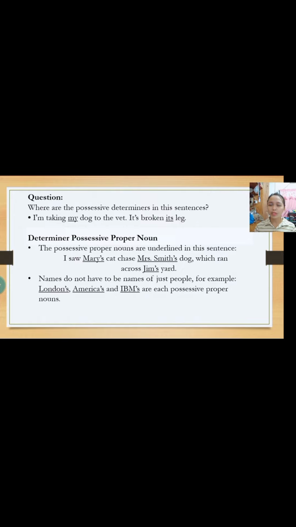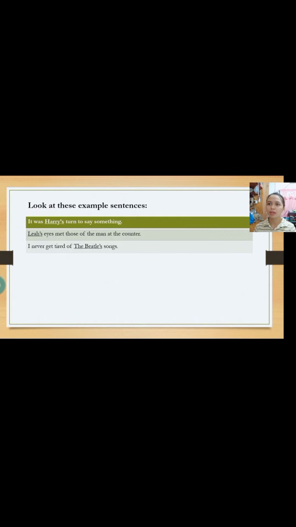So it really explains and highlights that possessive proper nouns can also be a name of a place or a country or anything, and not just a name of a person. Look at these example sentences. It was Harry's turn to say something. The possessive proper noun here is the word Harry's because it's a name. The second sentence, Leia's eyes met those of the man at the counter. Leia's is the possessive proper noun because it is also a name.